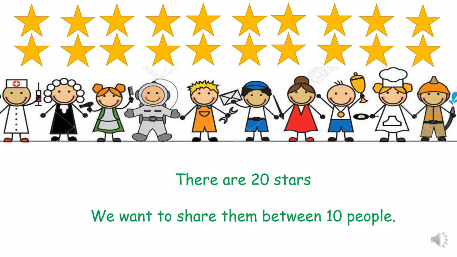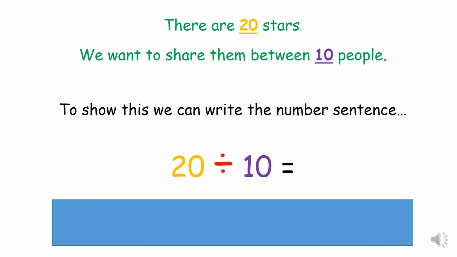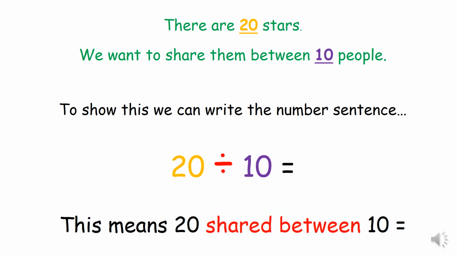There are 20 stars. We want to share them between the 10 people. We're sharing, so we are dividing. There are 20 stars. We want to share them between 10 people. Can you think what our number sentence will look like? Lovely. 20 divided by 10. We don't know the answer yet, but we know we're dividing. When we write division number sentences, it's really important that we write the largest number first. 20 divided by 10, and we wrote this because 20 shared between 10. We're working out the answer.